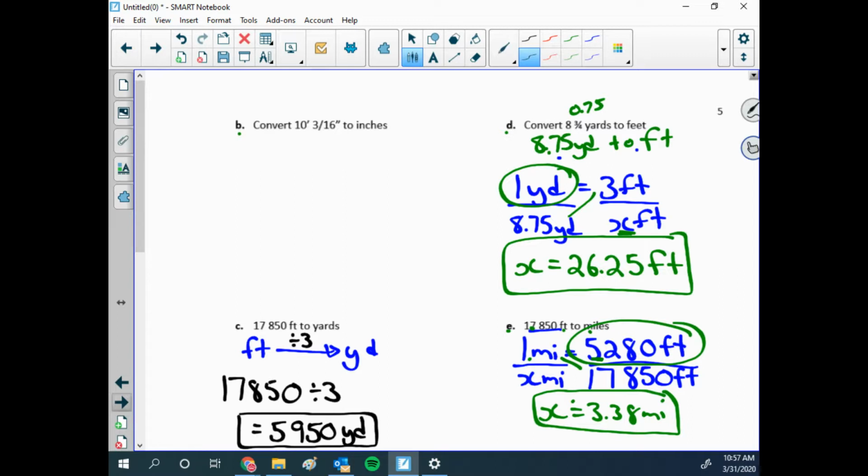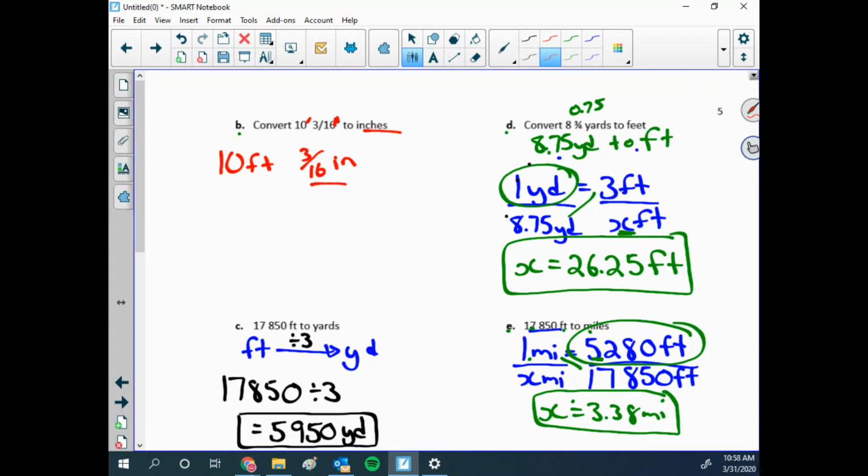Next 2 questions are kind of different than these other ones, so I want to save them for last. Oops. Caught it in case you're wondering. Convert 10 feet and 3/16 inches to inches. Well, it's kind of weird, right? Because I have 10 feet and I have 3/16 inches. And 3/16 inches is just a really ugly fraction, but whatever, we'll leave it as it is. But they want this all in inches.